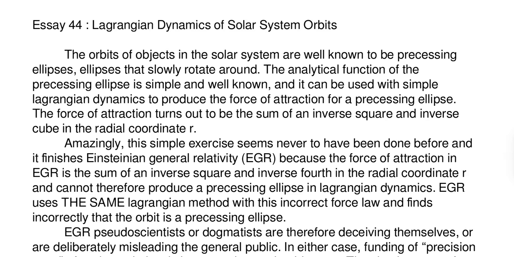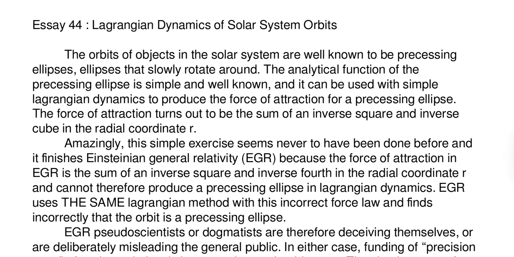The force of attraction turns out to be the sum of an inverse square and an inverse cube in the radial coordinate r. Amazingly, this simple exercise of the Binet equation seems never to have been done before, and it finishes Einsteinian General Relativity, EGR, because the force of attraction in EGR is the sum of an inverse square and inverse fourth in the radial coordinate r, and cannot therefore produce a precessing ellipse in Lagrangian dynamics.